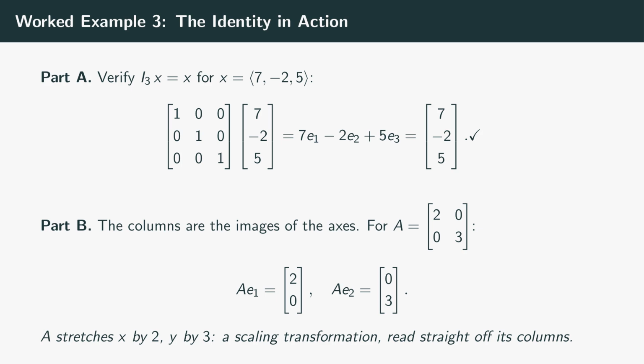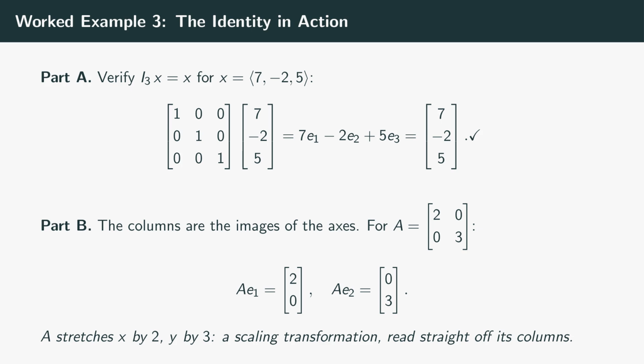Part B shows how to read a transformation off its columns. Take a diagonal matrix with 2 and 3 on the diagonal. Feed in the first basis vector, 1, 0, and you get the first column, 2, 0. Feed in the second basis vector, 0, 1, and you get the second column, 0, 3. So A sends the first axis to twice itself and the second axis to 3 times itself.